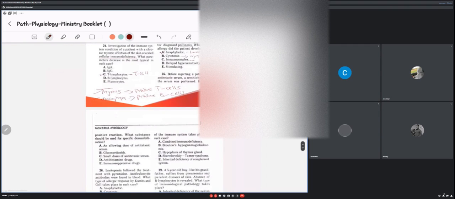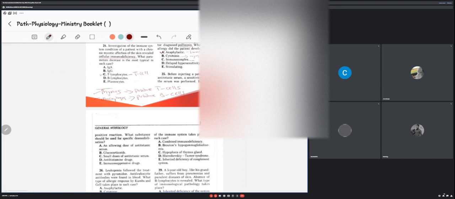So in this case now, this patient was injected with anti-tetanic serum. That's anti-tetanus. A sensitivity test for the serum was performed, and it showed a positive reaction. So it means that this person had this serum sickness. There was a positive reaction. It means that the dose given to the person was too much to handle at that moment, because you're giving vaccine trying to stimulate the immune system to produce more cells.